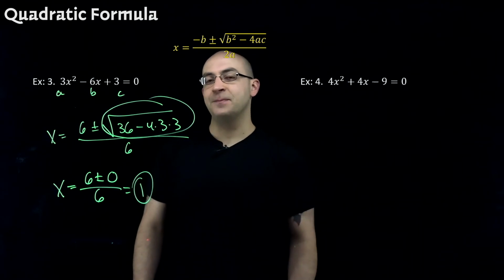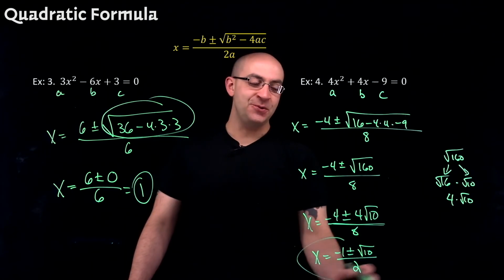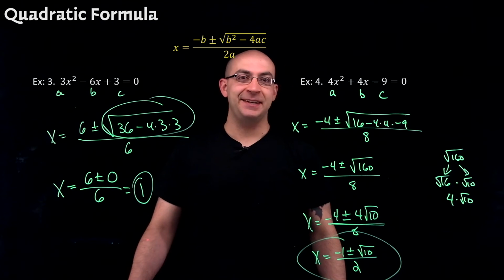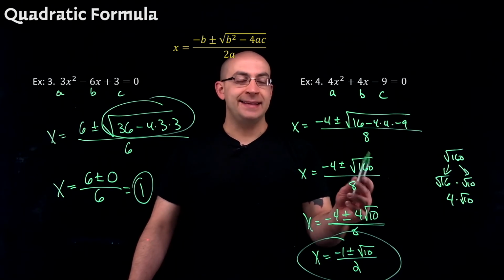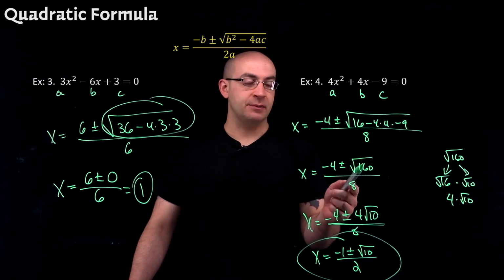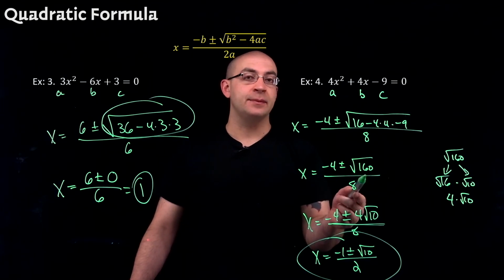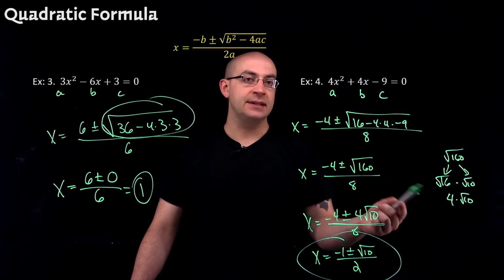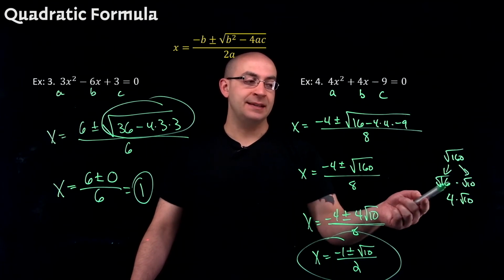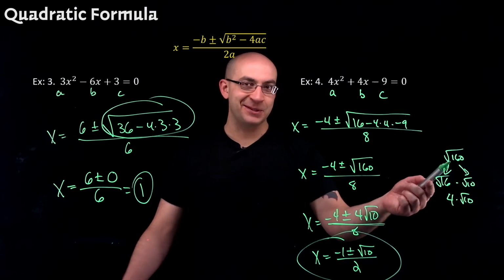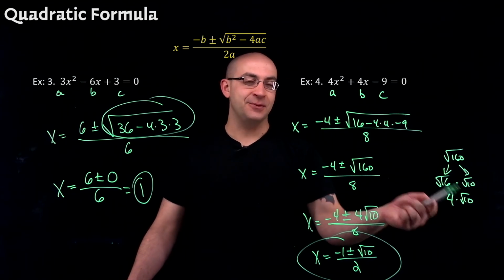Go ahead and try number 4, pause me, and I'll come back with the work. Okay, so if you got negative 1 plus or minus root 10 over 2, I'm super impressed. And here's why. We didn't have a negative under the radical for the discriminant, but we did have a simplifiable radical. So off to the side here, I simplified the square root of 160, and that's going to be 16 times 10, right? Well, the square root of 16 is perfect, which is why we took it out of the 160, so it's going to be 4 times root 10.